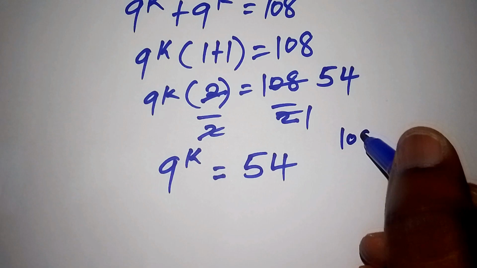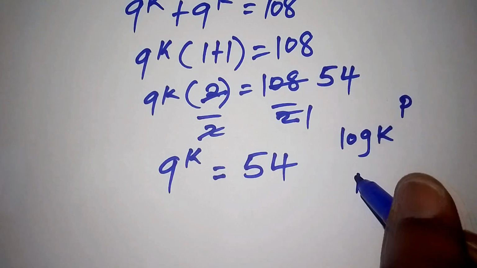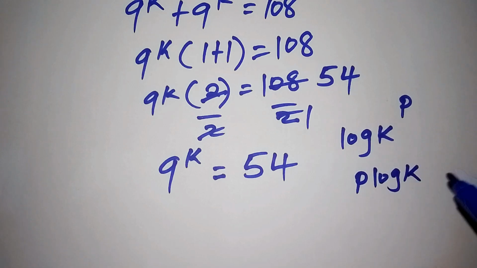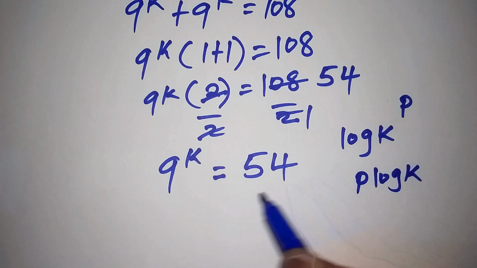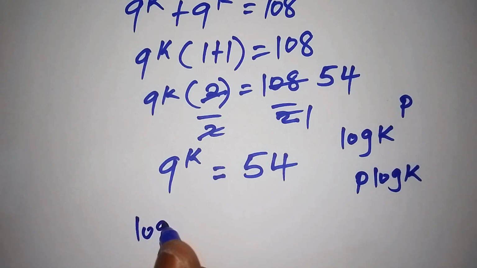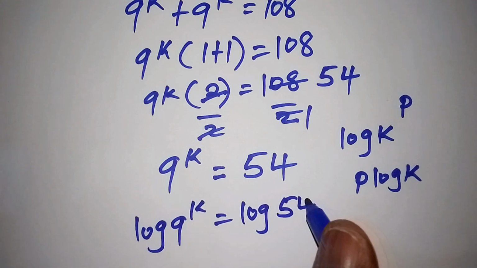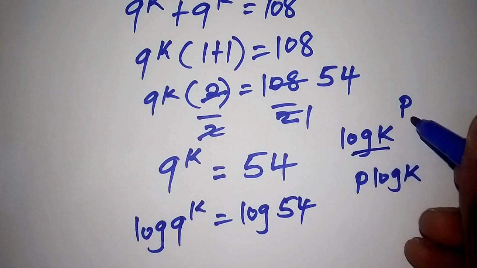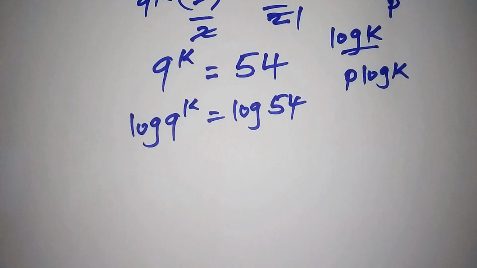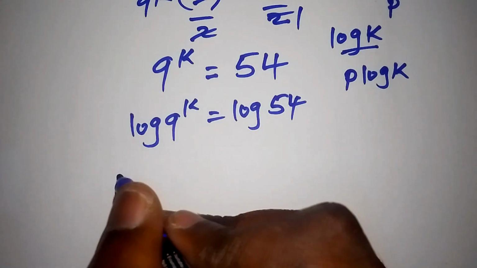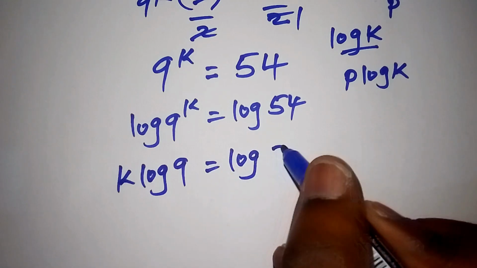Assuming that we have the log of k to the power of p, for example, we can write it as p times the log of k. So since here we have 9 to the power of k, for us to work it out properly, we need to introduce the log. So here we shall introduce the log of 9 to the power of k is equal to the log of 54. This can be written as k times the log of 9 is equal to the log of 54.